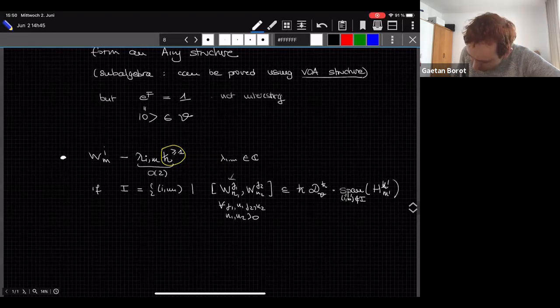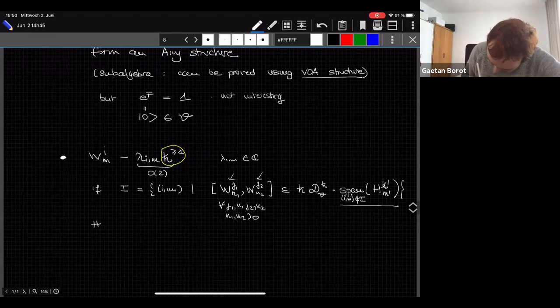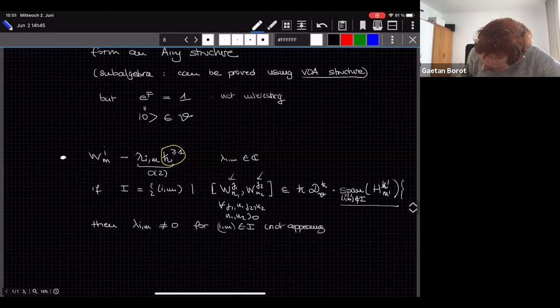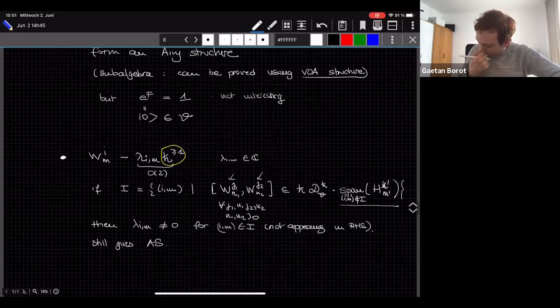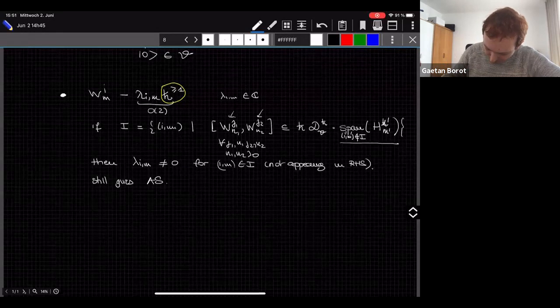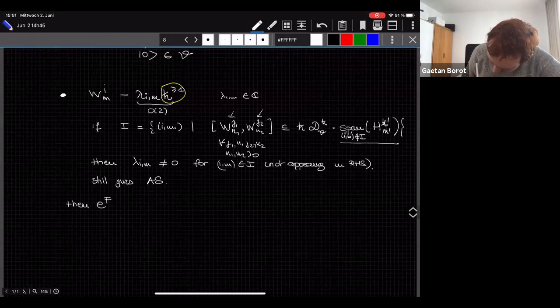So when you commute two positive modes, you never see on the right-hand side something that contains an element of I, then you can choose lambda_IM non-zero for IM in I, so not appearing in the right-hand side. This still gives an array structure. And then the partition function is a Whittaker vector.